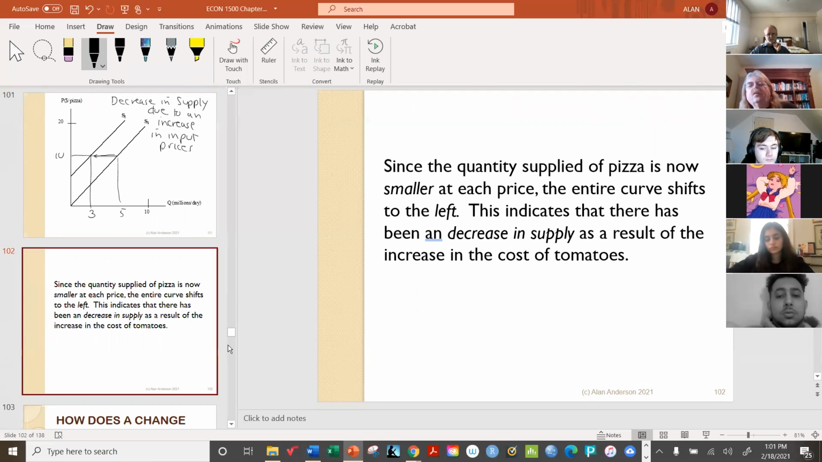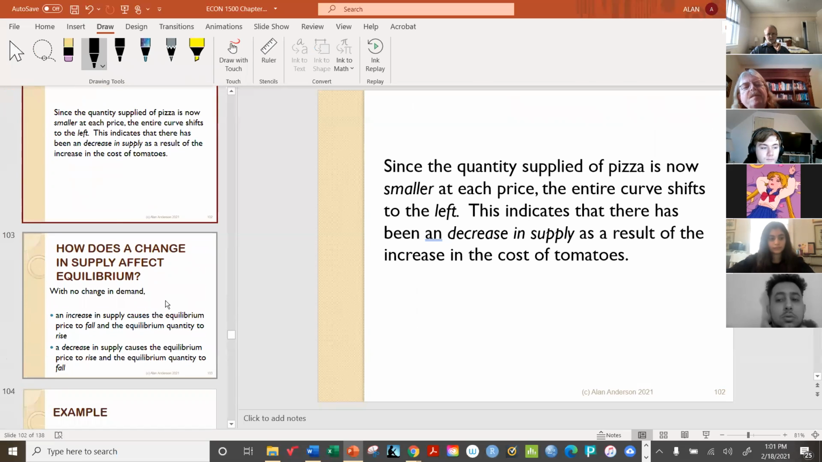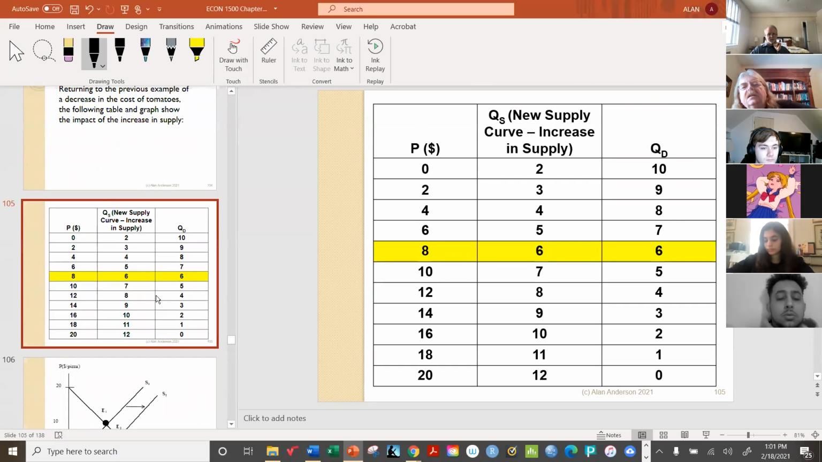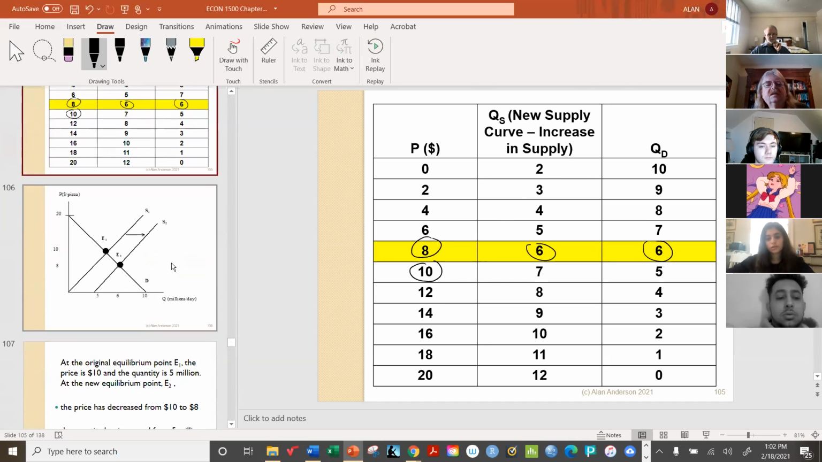Now we want to bring these together with the demand curve and see how these changes impact equilibrium. All right, so let's consider the increase in supply now. Whereas before the equilibrium price was 10, and at that price the equilibrium quantity supplied was 5, now look at that. The price has dropped and the quantity has gone up.